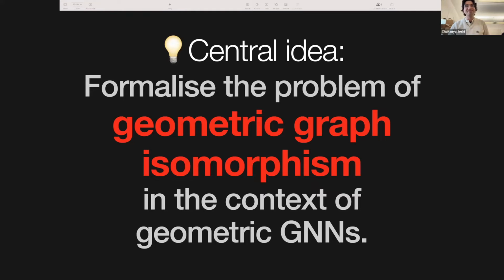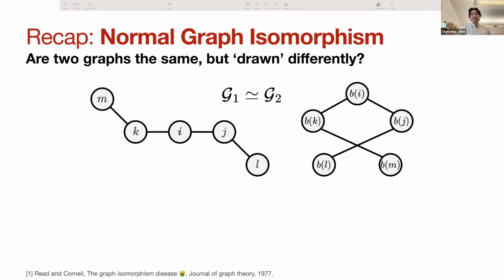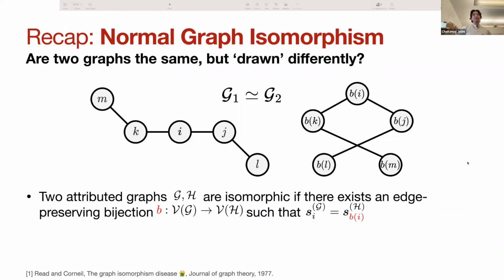So as Simon said, the central idea is to formalize this problem of geometric graph isomorphism, especially in the context of all these geometric GNNs that we're studying. So just to recap, what is graph isomorphism? The graph isomorphism problem asks whether two graphs are the same but drawn differently. Two attributed graphs are isomorphic if there's an edge preserving bijection, a relabeling of the nodes such that you get the same adjacency structure.